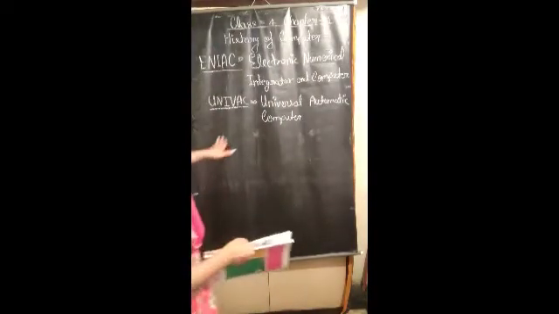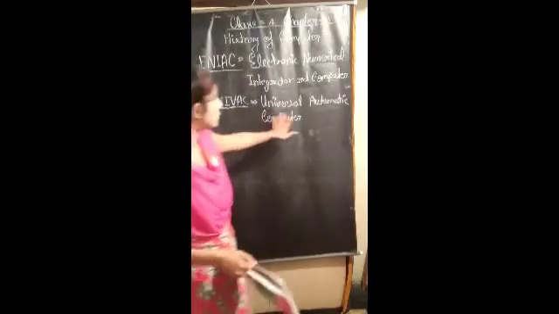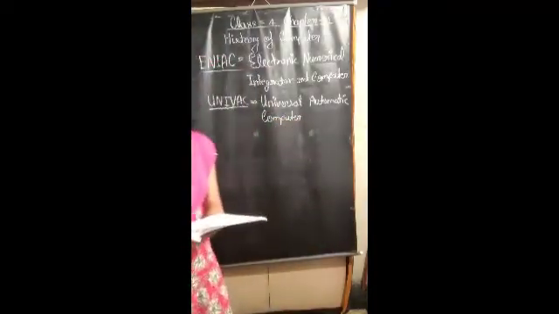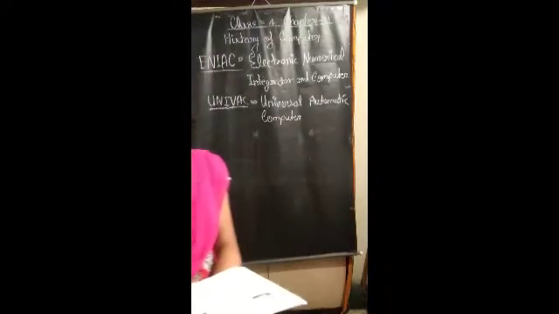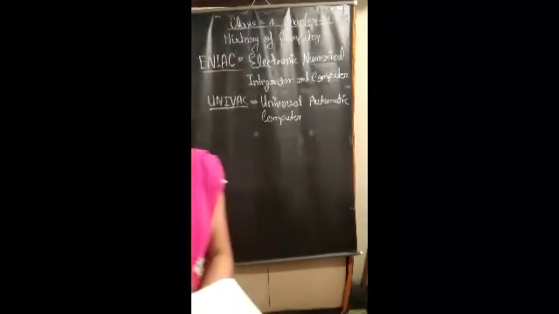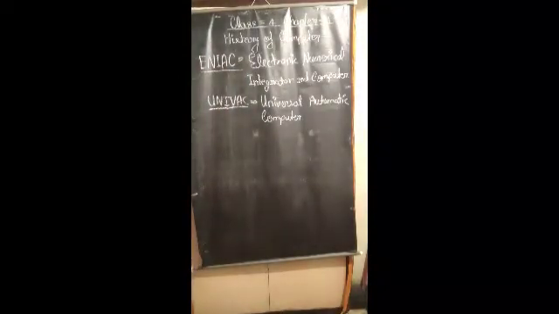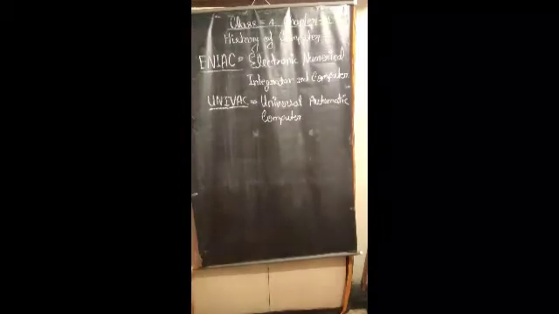And second, UNIVAC. UNIVAC stands for Universal Automatic Computer. It was the first commercial computer. UNIVAC is an electronic computer containing thousands of vacuum tubes that utilized punch cards and switches for inputting data, and punch cards for outputting and storing.